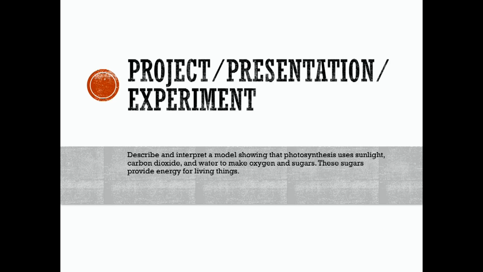Okie dokie, after you fully cover the topic of photosynthesis, let's get into this. You should be able to describe and interpret a model showing that photosynthesis uses sunlight, carbon dioxide, and water to make oxygen and sugars. These sugars provide energy for living things. So I challenge you to create a project, a presentation, an experiment, something to show your teacher that you can explain photosynthesis. Let's get into this.